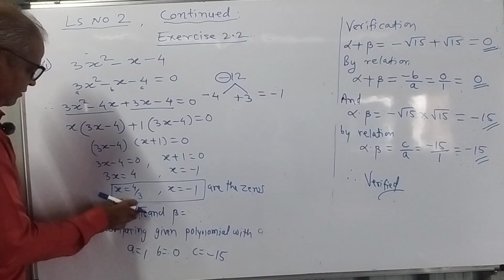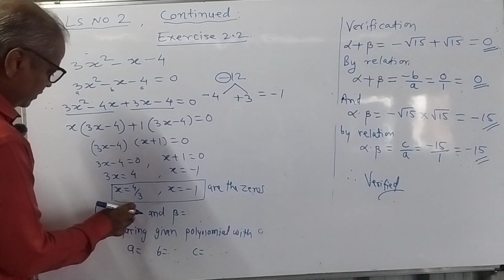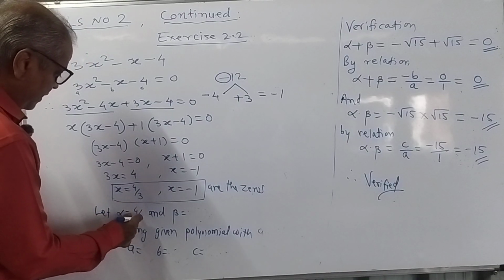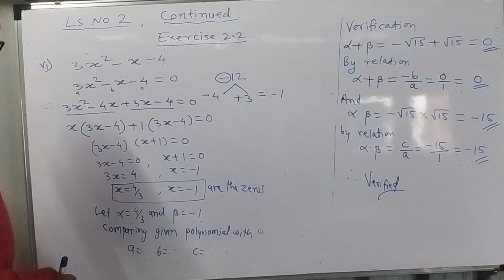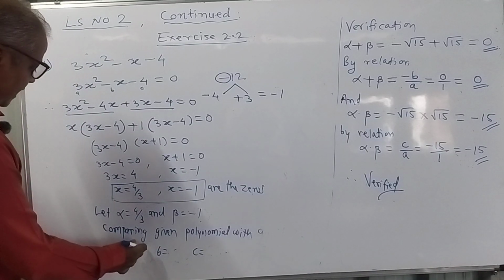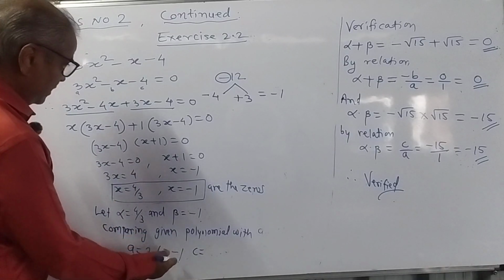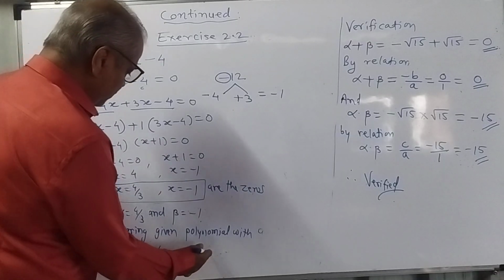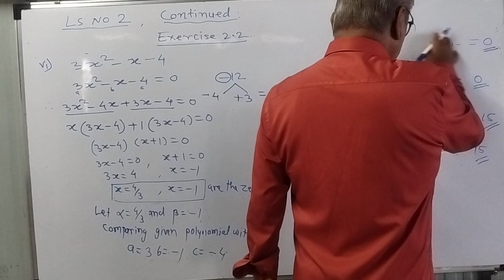So let alpha is equals to 4 upon 3 and beta is equals to minus 1. Compare the given polynomial with standard form. We will get a is equals to 3, b is equals to minus 1 and c is equals to minus 4. Now verification.